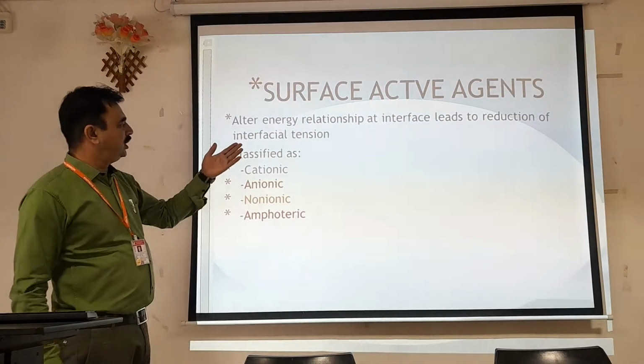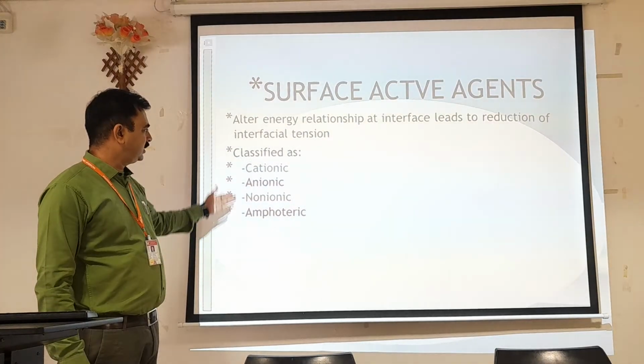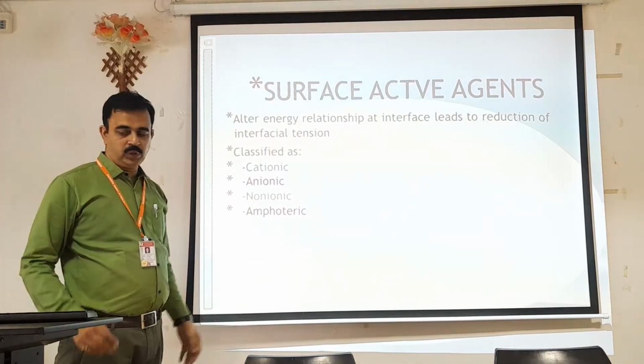Surface active agents: there are certain active agents which are helpful for cleaning up surfaces. The energy relationship at the interface leads to reduction of interfacial tension. They are classified as cationic, anionic, non-ionic and amphoteric.